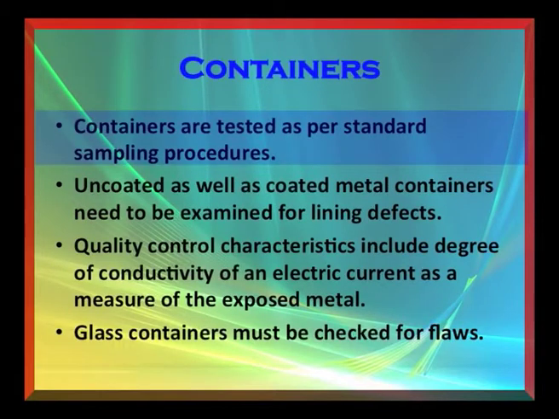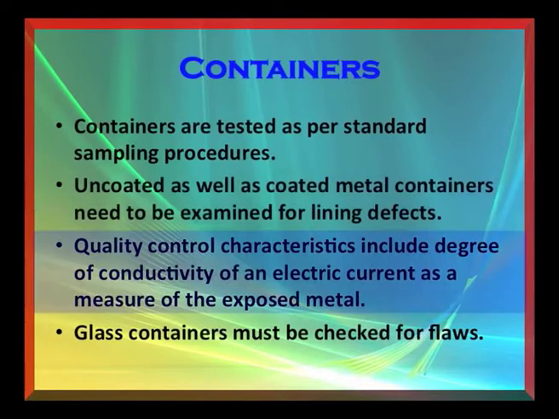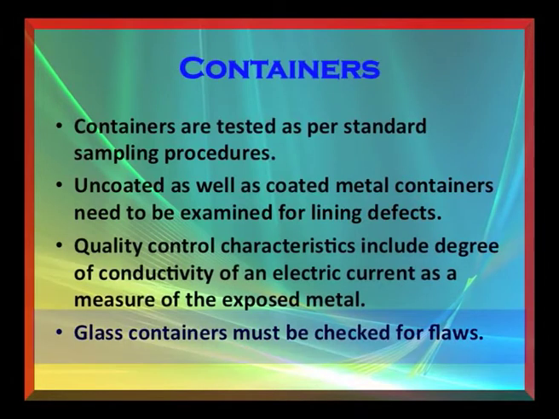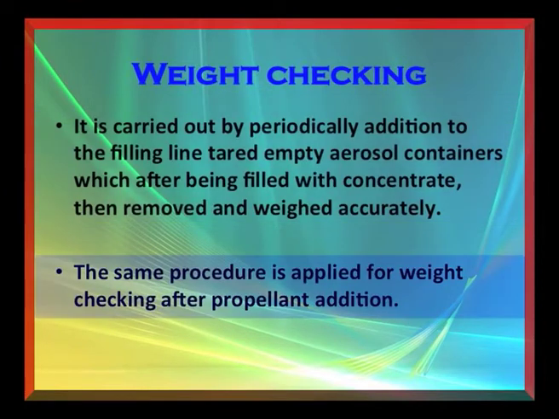Now what about container testing? Containers are tested as per standard sampling procedures. Uncoated as well as coated metal containers need to be examined for lining defects. Quality control characteristics include degree of conductivity of an electric current as a measure of the exposed metal. Glass container must be checked for flaws. Weight checking testing is carried out by periodically adding to the filling line tared empty aerosol containers which, after being filled with concentrate, are then removed and weighed accurately. The same procedure is applied for weight checking after propellant addition.